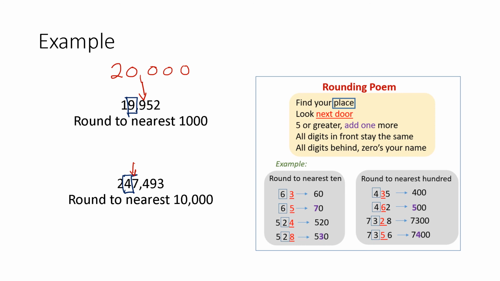Is our 7 5 or greater, or is it less than 5? Our 7 is greater than 5. So that means our 4 will add 1 more to that, and our 4 will become a 5. And then again, everything behind our place number will become a 0. So when rounding to the nearest 10,000, 247,493 will round up to 250,000.